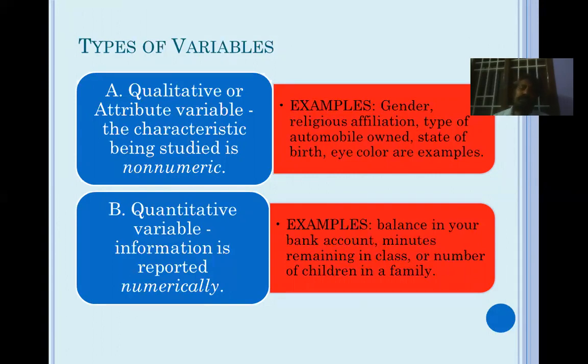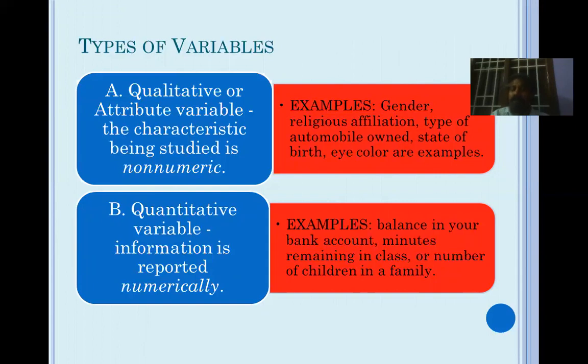So the first thing you need to understand is the types of variables. A variable is nothing but something which varies from respondent to respondent. It's nothing but the questions. If you're having 40 questions in your research questionnaire, then there are 40 variables. And these questions and these variables can be either qualitative or quantitative.